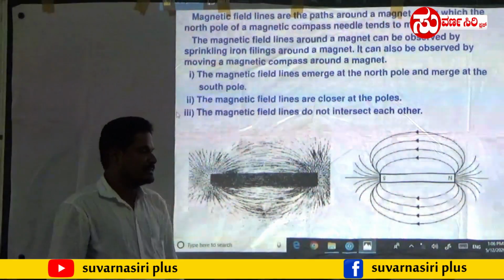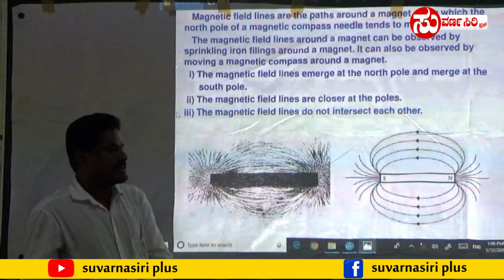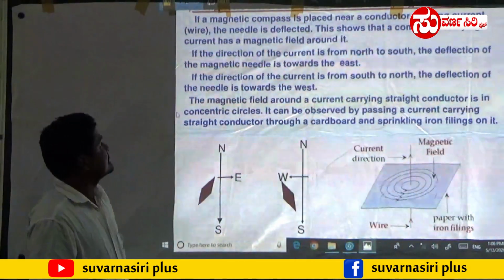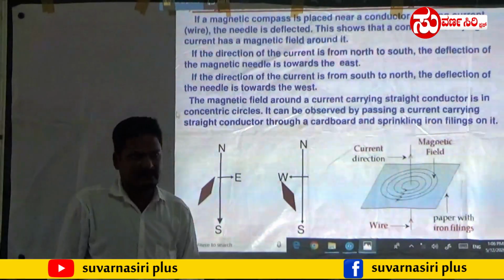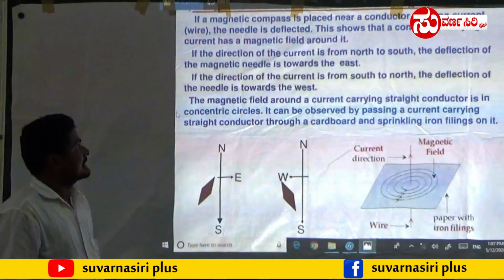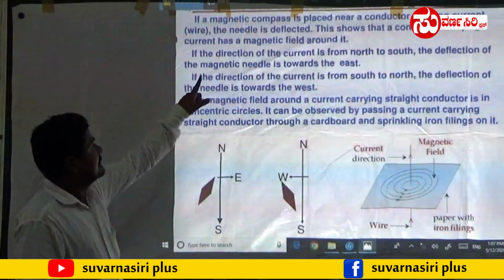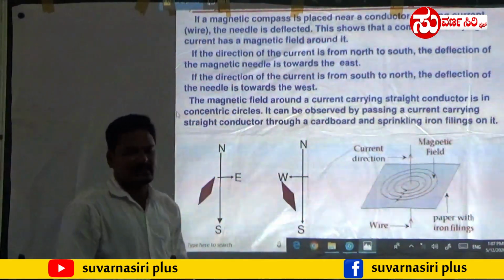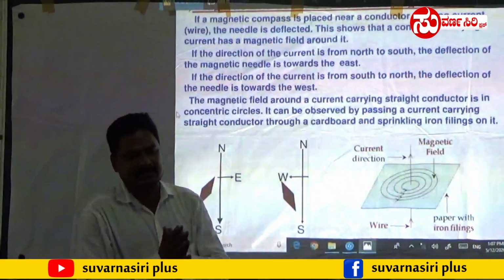So this one we have to clarify. This is about the magnet, and next there are magnetic field lines. If we keep a compass near the magnet, what will happen? If a magnetic compass is placed near a conductor carrying a current, the needle is deflected. This phenomenon is the experiment given by Oersted. So this is the Oersted experiment.